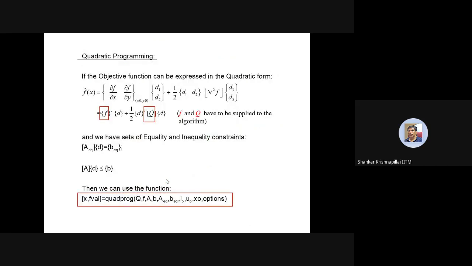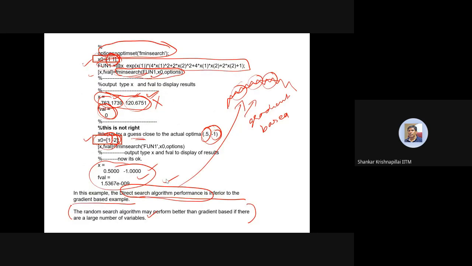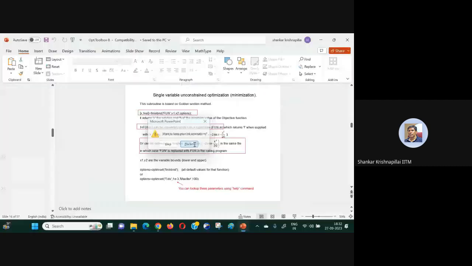Quadratic programming we have yet to start, so temporarily we can stop this optimization toolbox. I will now give the assignment. The next assignment will have questions up to the Fletcher-Reeves method, with both MATLAB and hand calculations. So let us stop this.